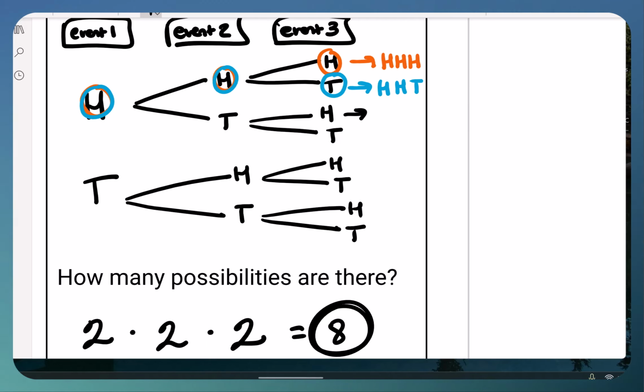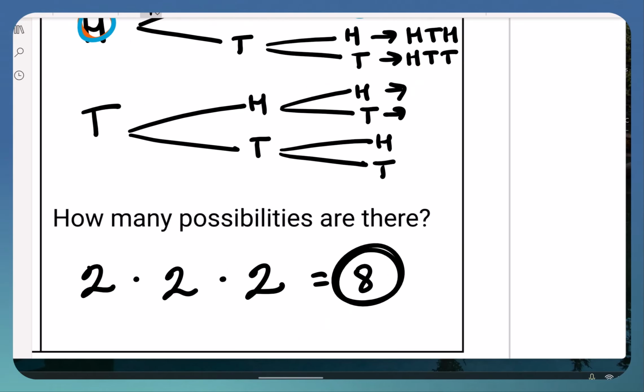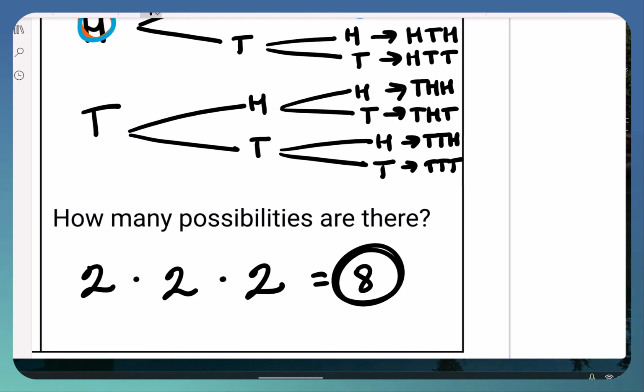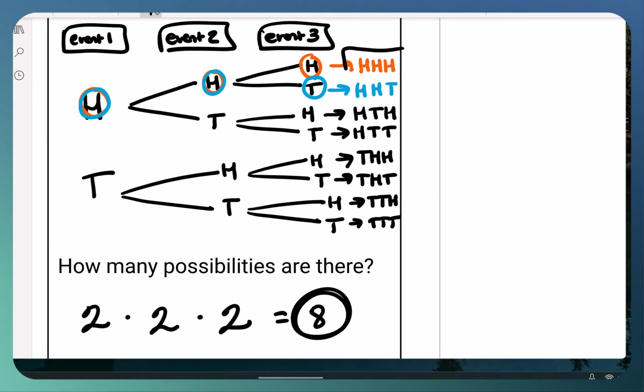So this one's going to be heads, tails, heads. And this one's going to be heads, tails, tails. So those 4 result from the first coin being heads. That's what that is. So let's go ahead and write out these last 4. Okay, so there's my sample space.